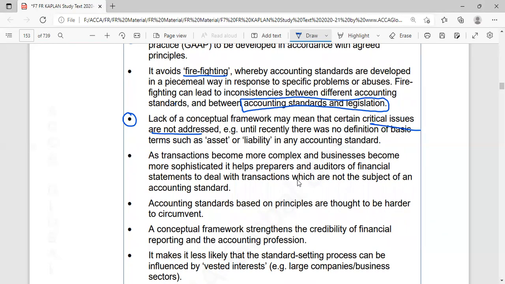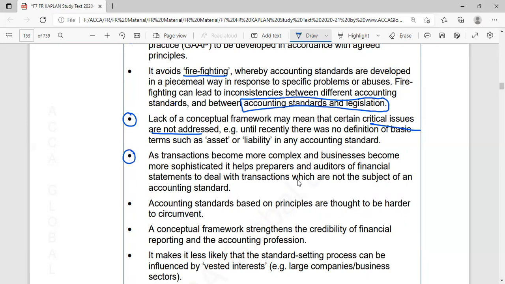Assets, liability, expense, income, equity, cash flows, etc. So these are all elements of the financial statements. If the conceptual framework is not provided, then we don't know even the definition of these basic terminologies relating to the elements of the financial statement.